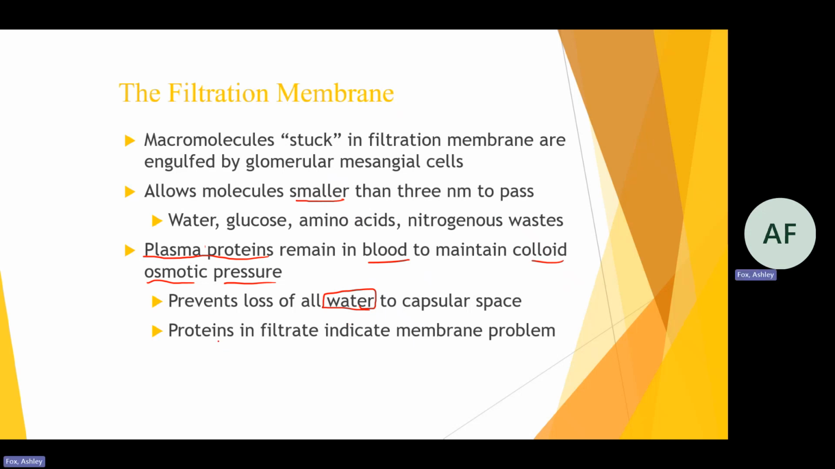If you are seeing proteins in the filtrate and you're seeing proteins in urine, because if it's not reabsorbed, it goes all the way down from the filtrate to the urine, then you're looking at a problem at your filtration membrane. So between the glomerulus and the podocytes as well.